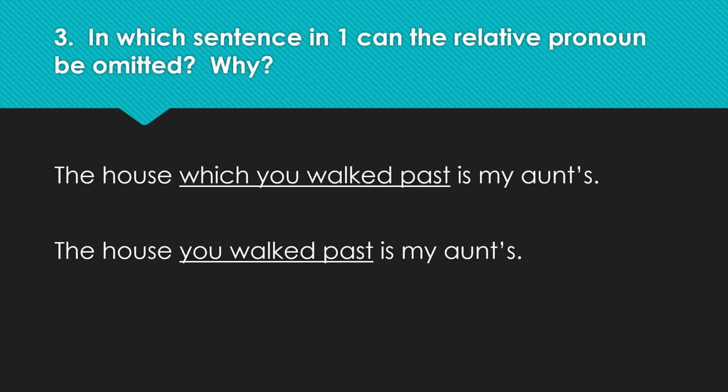If you say it the longer way, the relative pronoun which is actually the object of past, which is a preposition here. You walked past my aunt's house. You walked past it. The house which you walked past is my aunt's. Okay? So in sentences like this, when you have a defining relative clause where the relative pronoun is or would be the object of that same clause, then you can leave it out.